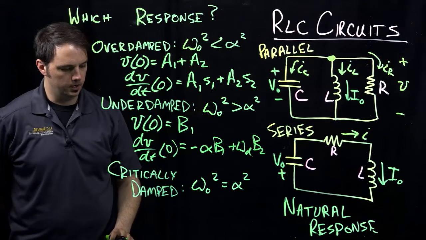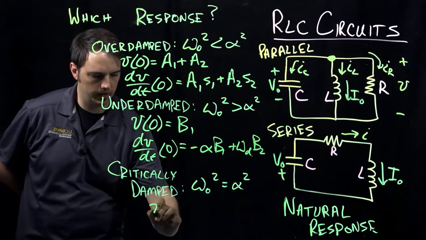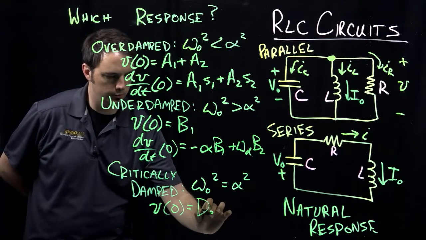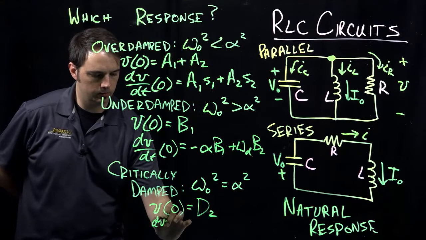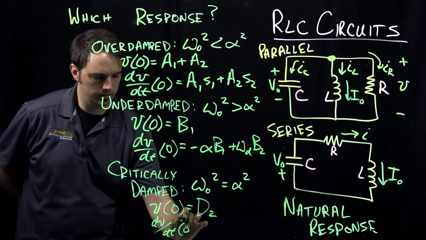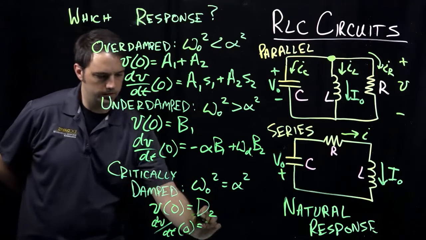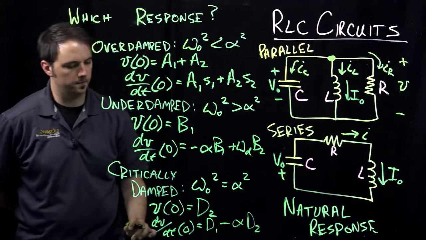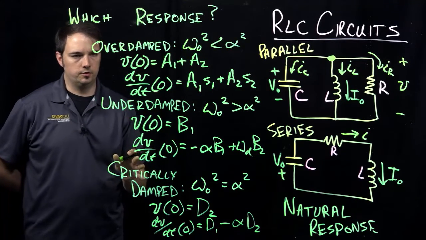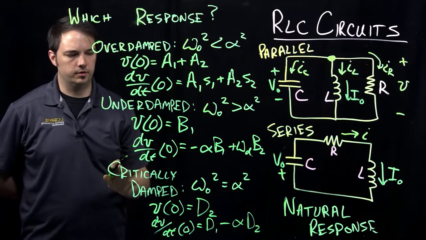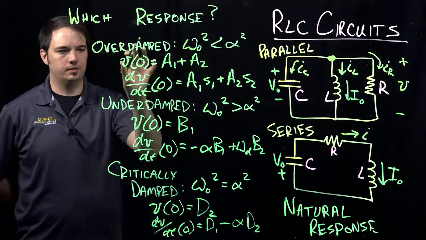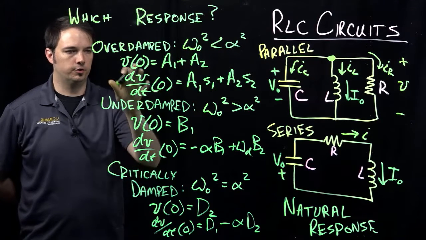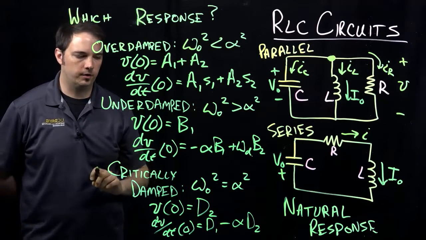In the case of the critically damped response, the voltage at time t equals 0 is going to tell us D2. Then the derivative of the voltage at time t equals 0 is going to be D1 minus alpha times D2. So it's still a process where you need to know initially what type of response you have. That tells you the form of the solution, and then these relationships are what you use to evaluate your coefficients. That would then allow you to write the final solution.